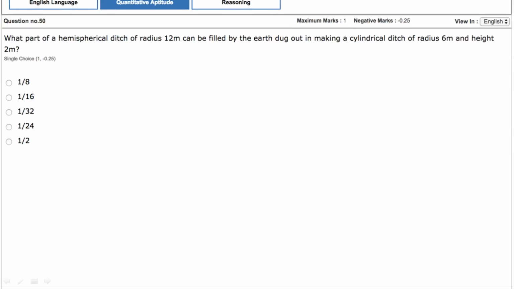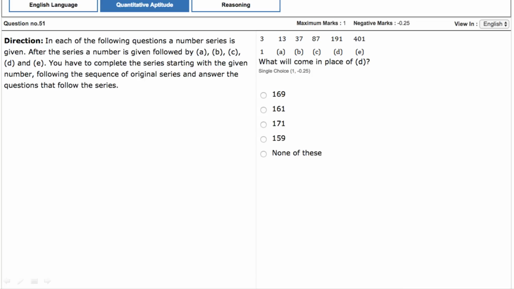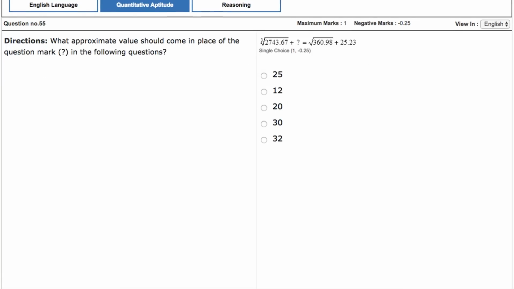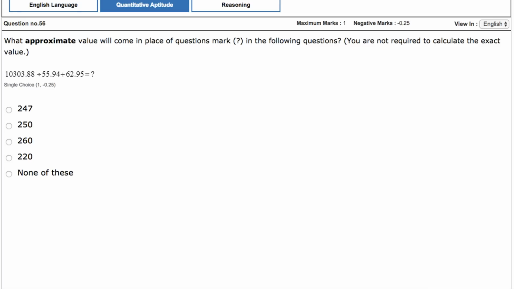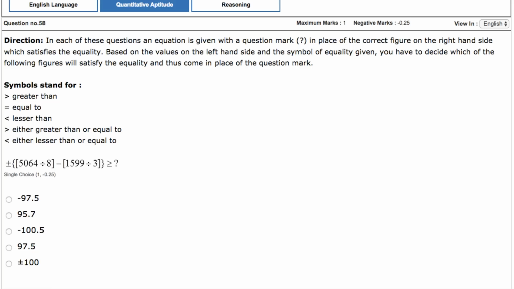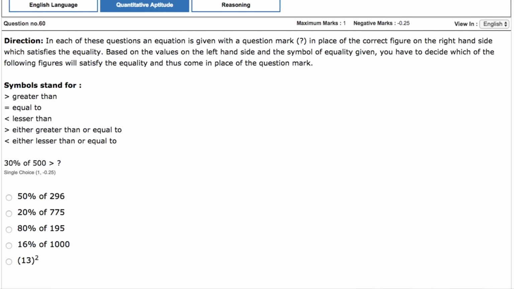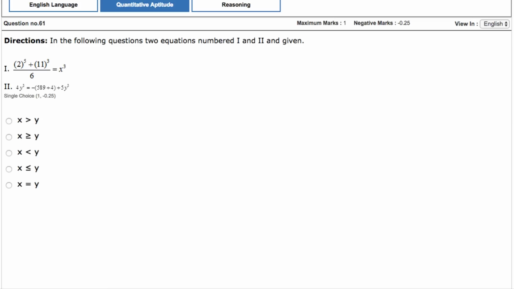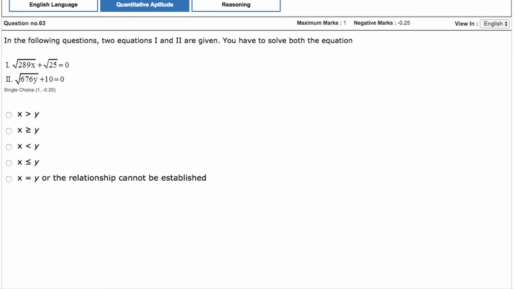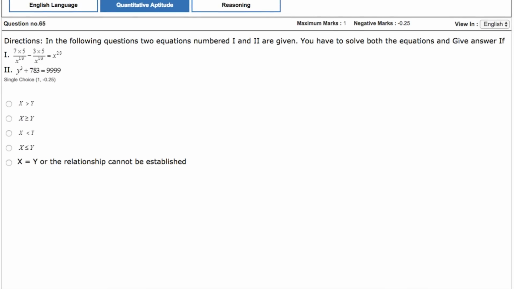All right, hemispherical earth. Okay, this looks like mensuration. This is number series. I can just see I have moved. Okay, then I have come to approximation, number 2, number 3. Then I see a new type of couple of questions. Okay, I'll come to them. And then finally I think we have our comparison of variables. So now let me just come back.